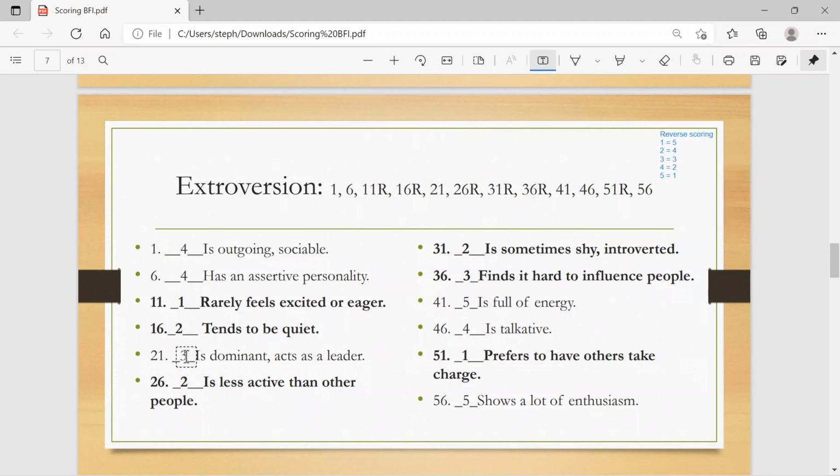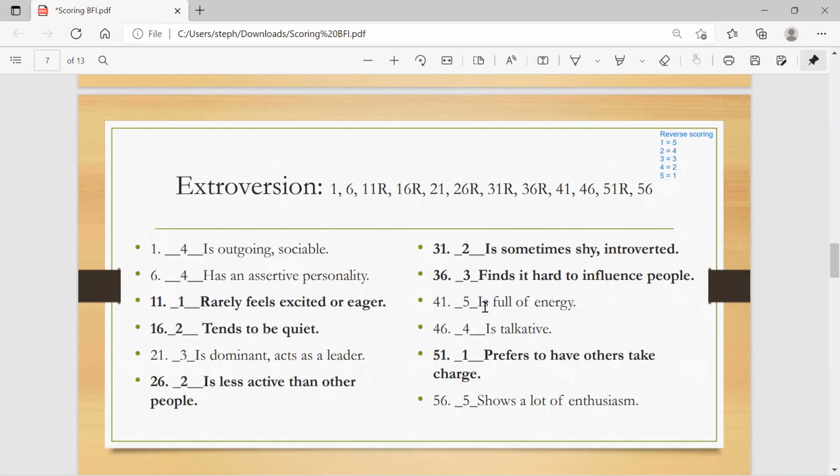So here, 3 is dominant as a leader, but this is not reverse coded. This remains the same. 2, less active than other people. Look at the scoring up here. So 2 actually does mean a 4. We'll get to that a little bit on the next slide. And then 2, again, this is another score of a 4. So on the extroversion scale.